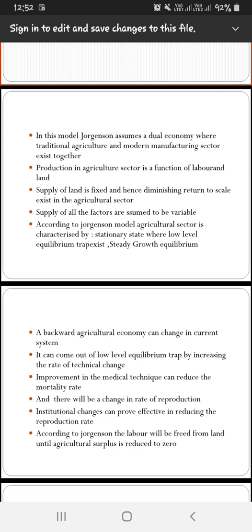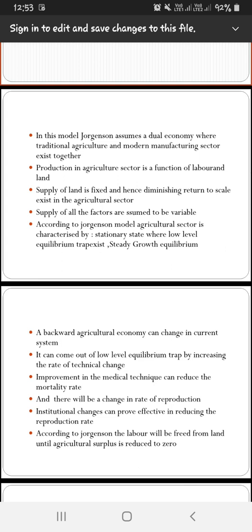Policy implication. A backward agriculture economy can change its current system. It can come out of a low level equilibrium trap by increasing the rate of technical change, alpha. If alpha can be increased by any social policy, that means without the creation of a manufacturing sector, it becomes positive rather than negative. As a result, there will be a steady increase in the output of food per head.